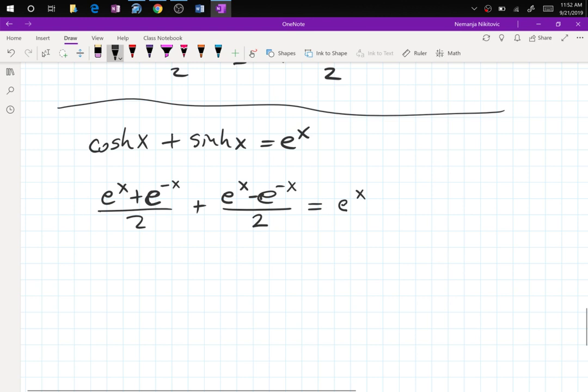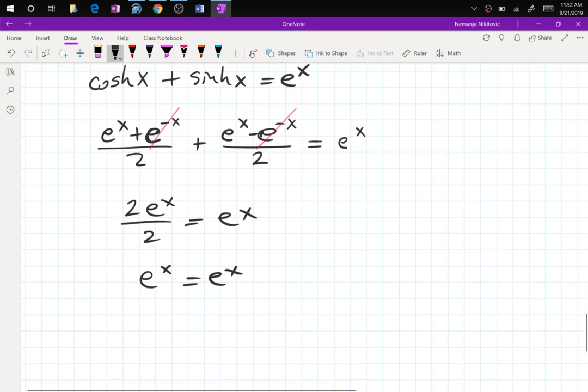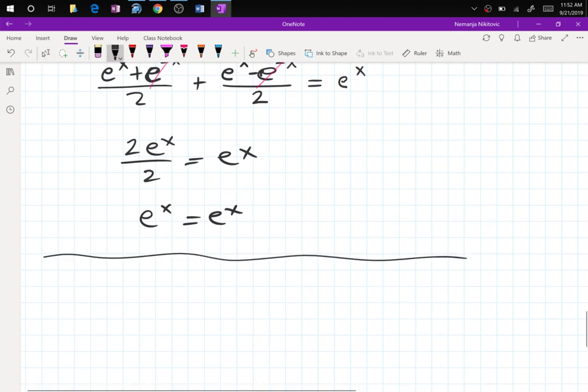So you see that these two will cancel because they are positive and negative e to the negative x, and you have 2e to the x over 2 equals e to the x. E to the x equals e to the x. All right, let's do the fun one.